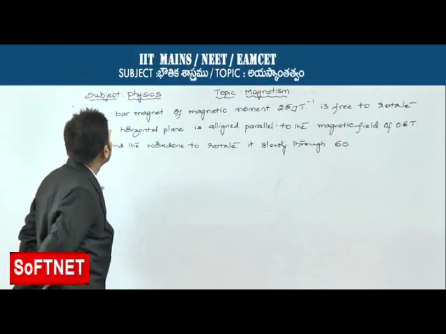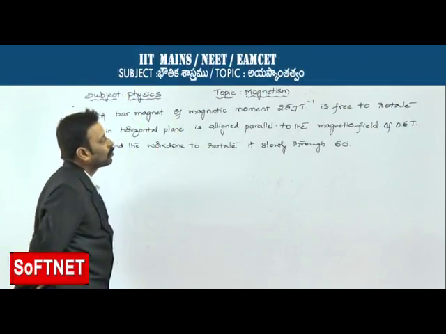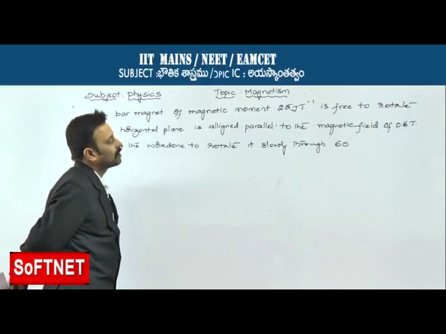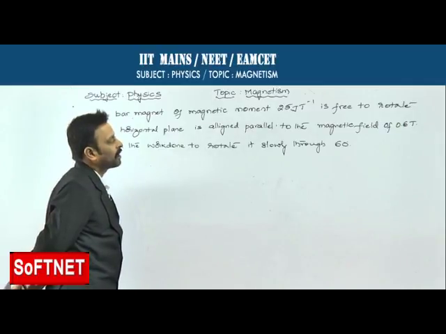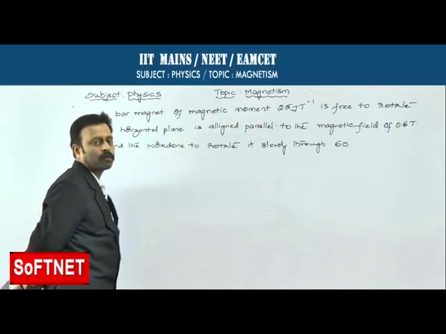Next problem. A bar magnet of magnetic moment 2.5 joules per Tesla is free to rotate in a horizontal plane which is aligned parallel to the magnetic field of induction 0.6 Tesla.